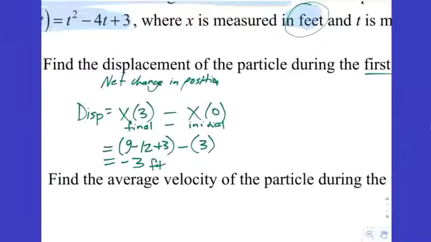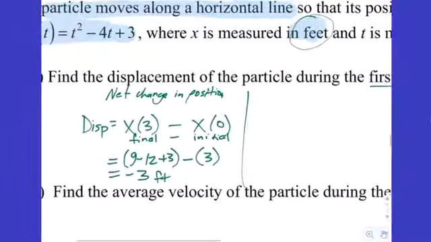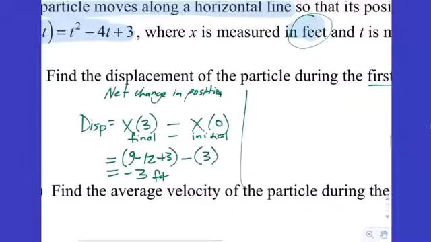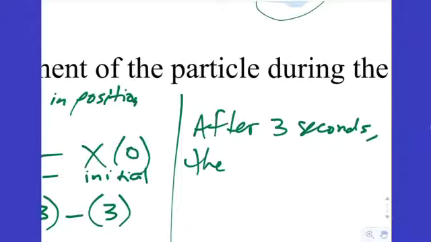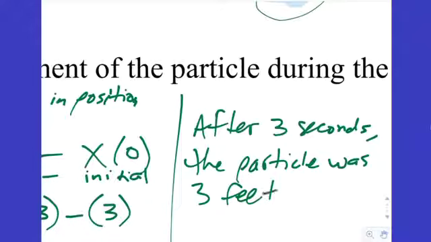So now it says to explain what that means. The negative means that the particle ended up at the end of 3 seconds to the left or to the right of where it started. Negative means left, okay? After 3 seconds, the particle was 3 feet left of where it started. That's how you want to write that.